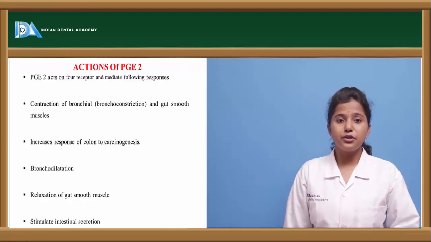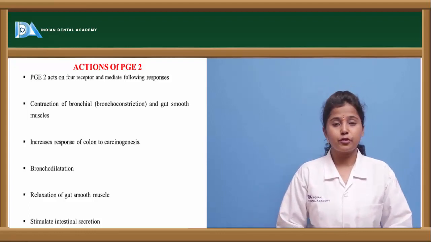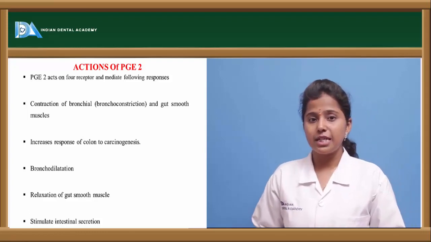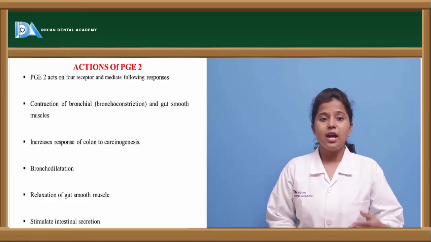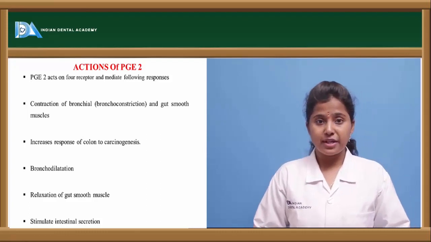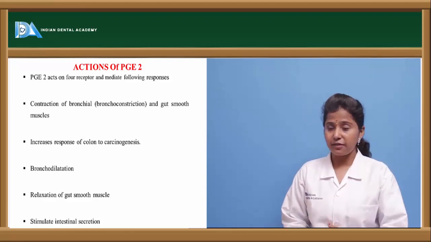Let us see the individual actions of these PGs, that is prostaglandins. So the first category of PGs is PGE2. It has several actions. It acts mainly on the GI smooth muscle, on the uterine muscles, and on the heart muscles, and it has various other functions also.